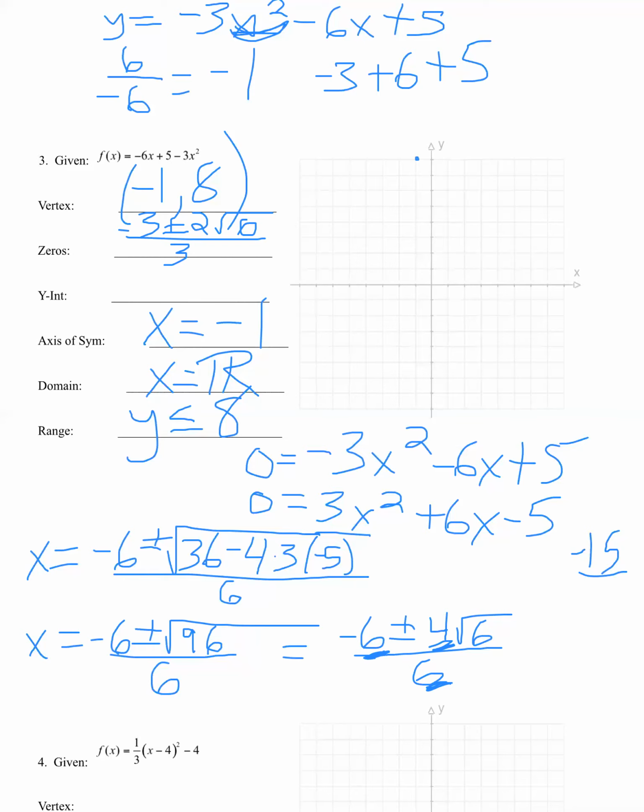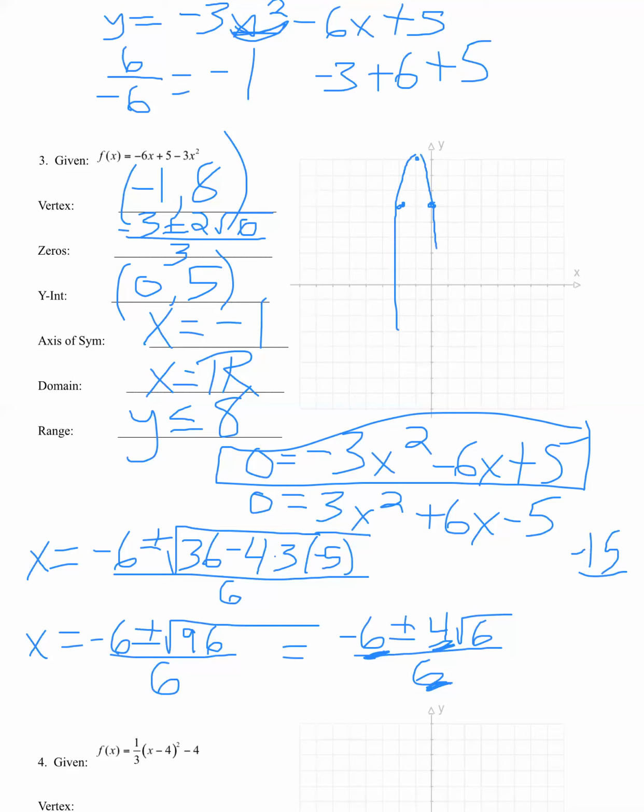So if I go right back to this equation right here and I plug in 0 for x, looks like y is just going to come out to be a positive 5. Okay, so now I have my Y-intercept at 5. And I can mirror that over this way and sketch my graph like that. And there we have it. Awesome.